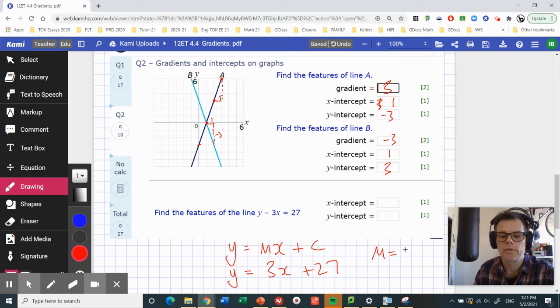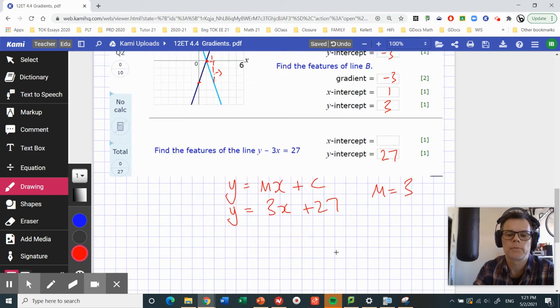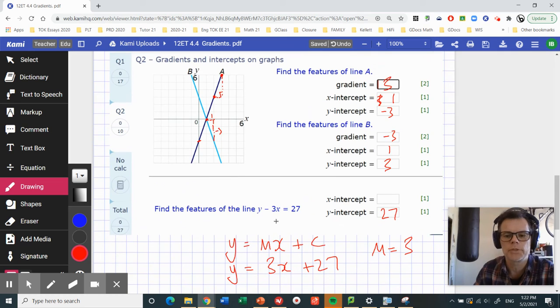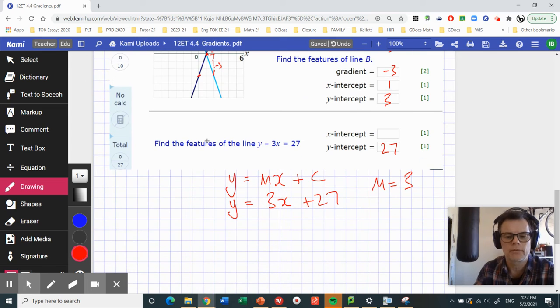So the gradient is a value of 3, and the y-intercept is 27. Oh, it says, what's the x-intercept? Well, that's where y is 0. So you're solving the equation where the y value is 0. You may remember that from GCSE, that you've got an x-axis and a y-axis. On the x-axis, the y-ordinate is 0, and on the y-axis, the x-ordinate is 0.